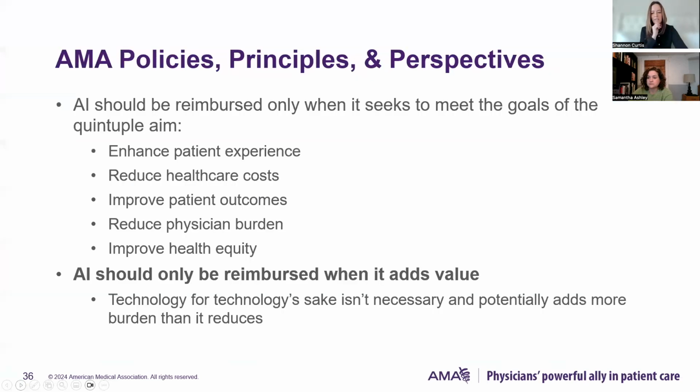And just a quick note, I know we're running out of time here, on some AMA policies, principles, and perspectives on AI. As I mentioned before, I think the position of the AMA is that AI should only be reimbursed when it, again, seeks to meet the goals of that quintuple aim, as those are outlined here. It really only should be reimbursed when it adds value. We don't want to see technology just for technology's sake.